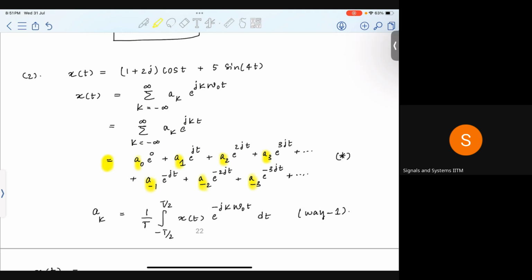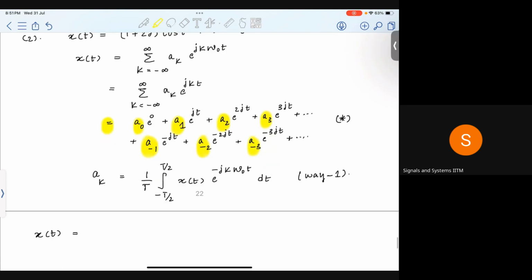But in order to write it in a nicer form, you have to identify and calculate these Fourier coefficients. How do we calculate these Fourier coefficients? We have this nice formula. So this is one way to do: you can evaluate this integration.